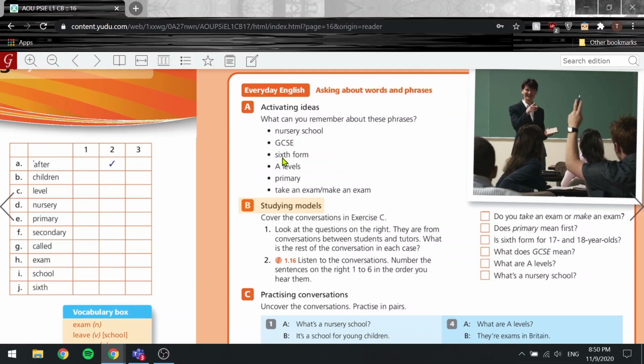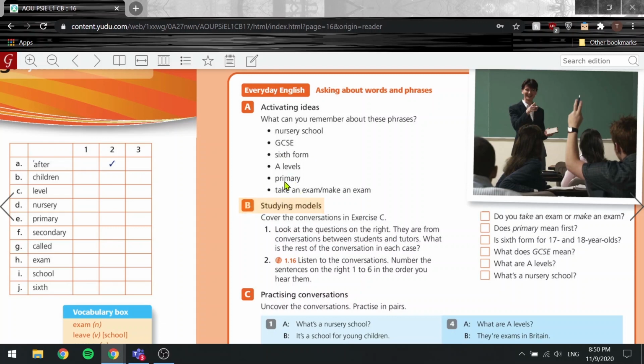And then we have the sixth form. And sixth form is, if I'm not mistaken, it is the exam, or not exam, it's the type of school that you go to once you finish your GCSE, so from the age of 16 to 18. And related to the sixth form, we have A levels. Okay, so what are A levels? A levels are, again, exams in Britain, and you take them at the age of 18 after you finish your GCSEs.